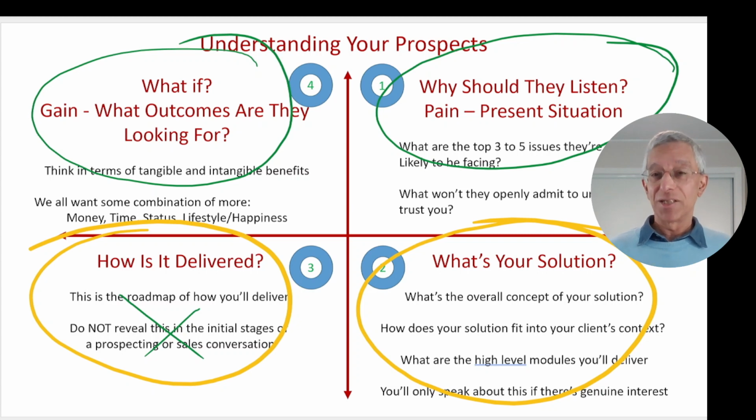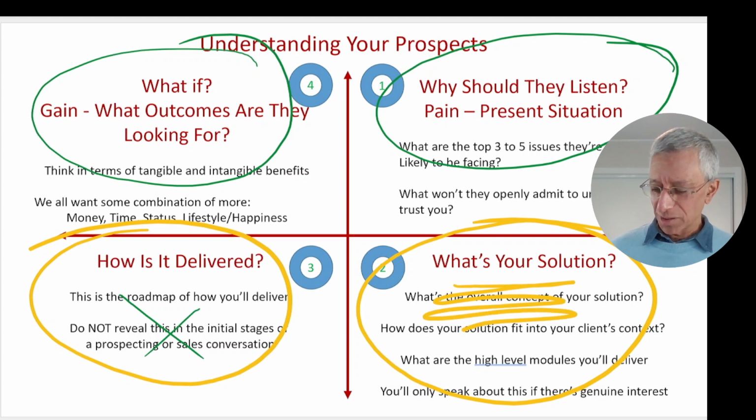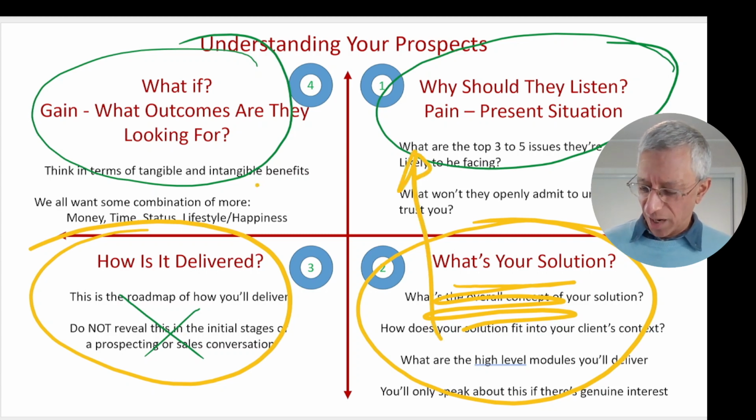The other danger is, if you're talking to other highly technical people, you could start going down rat holes with your solution rather than taking it up a couple of levels to the why and the what if, as to why they should actually be buying.